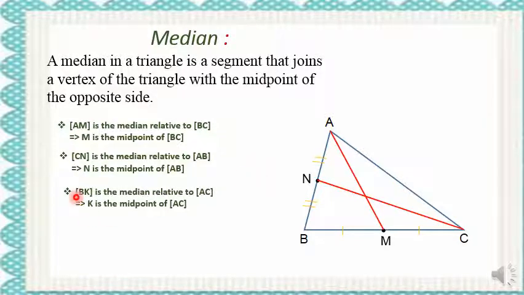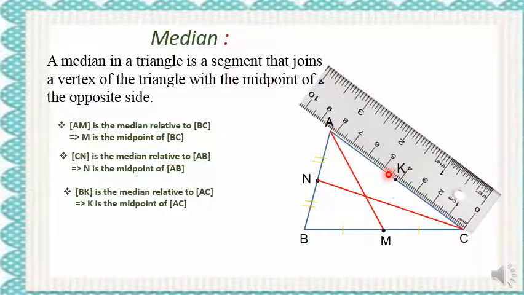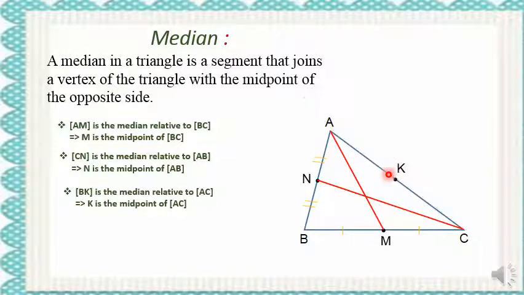Now draw BK, the median that is relative to AC. BK is from B to the opposite side, which is AC. So K is the midpoint of AC. So we have to measure AC and find its midpoint, which cuts the segment AC into two equal parts. Then we join B with K to get the third median.